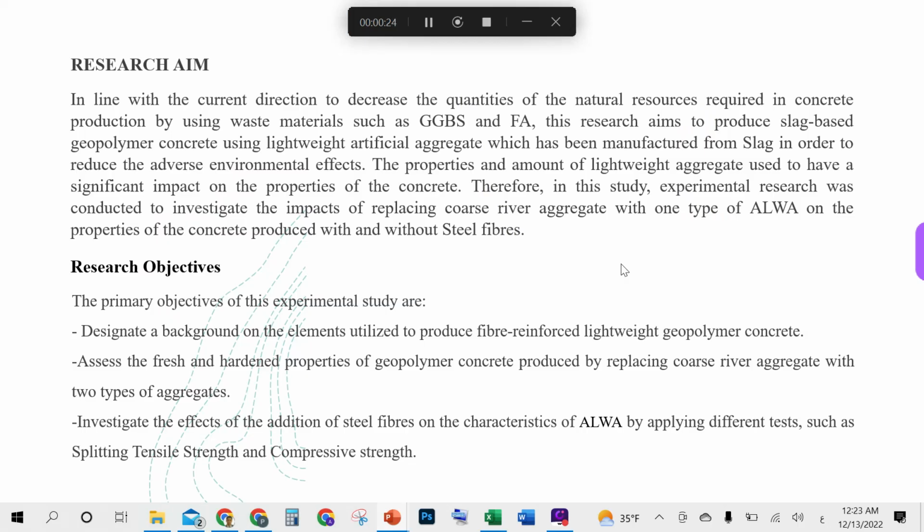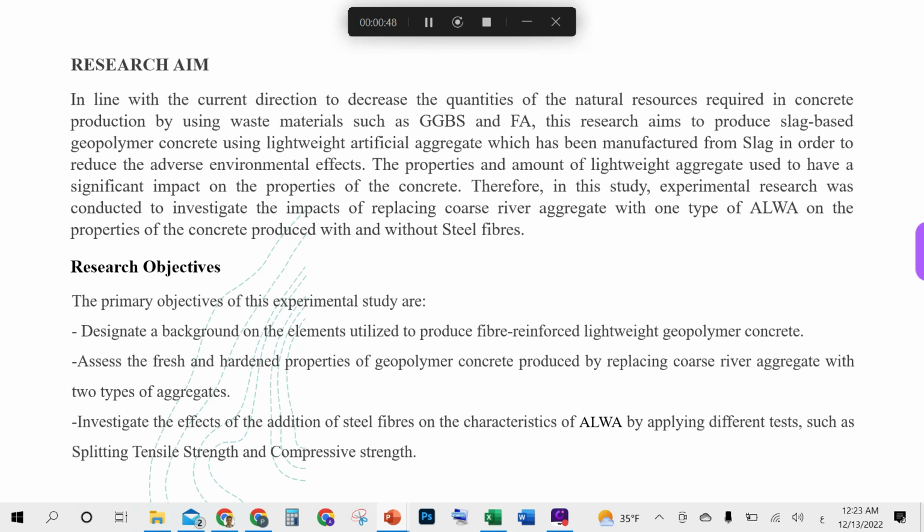My first point is the research aim. The research aim is to produce slag-based geopolymer concrete using lightweight artificial aggregate which has been manufactured from slag in order to reduce the adverse environmental effects. The amount of lightweight aggregate used has a significant impact on the properties of the concrete.